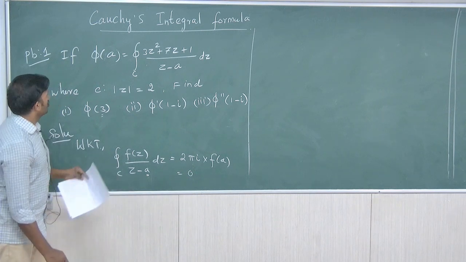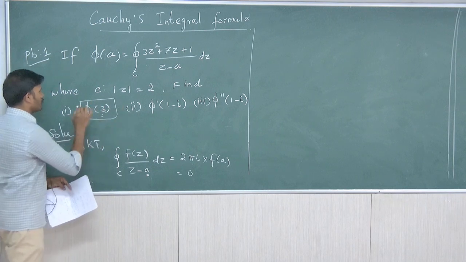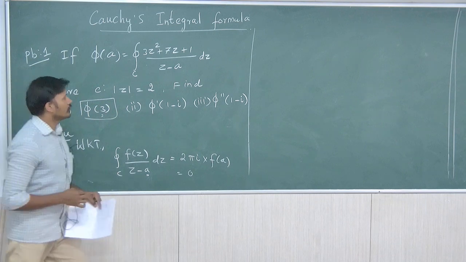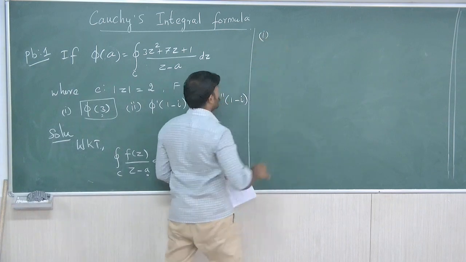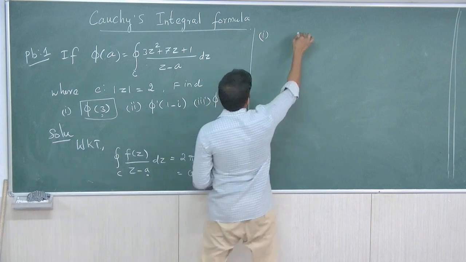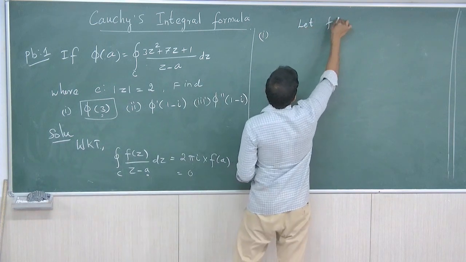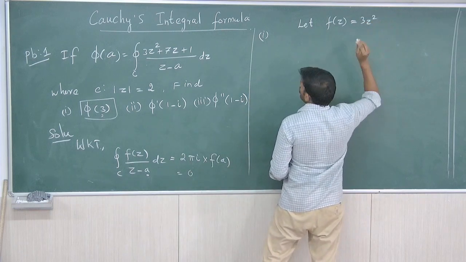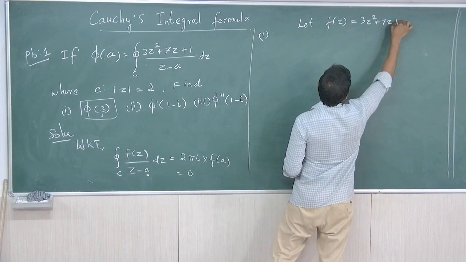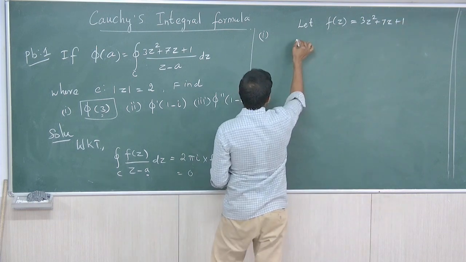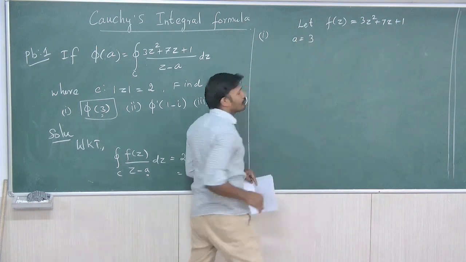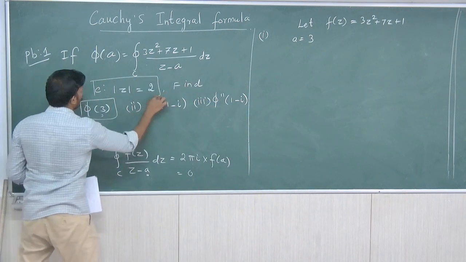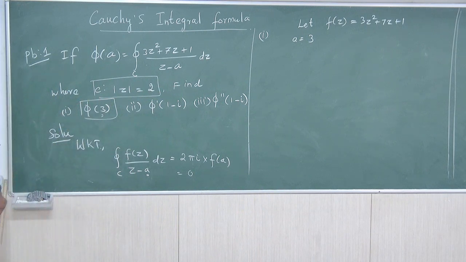So here, if you want to find this value, we take a as 3. Now I am going to do the first subdivision. Here I am going to take f of z as 3z² + 7z + 1, and a equal to 3. Now I am going to draw the corresponding closed circle.